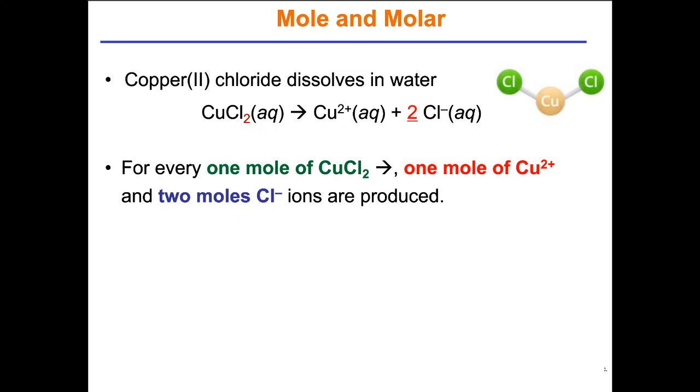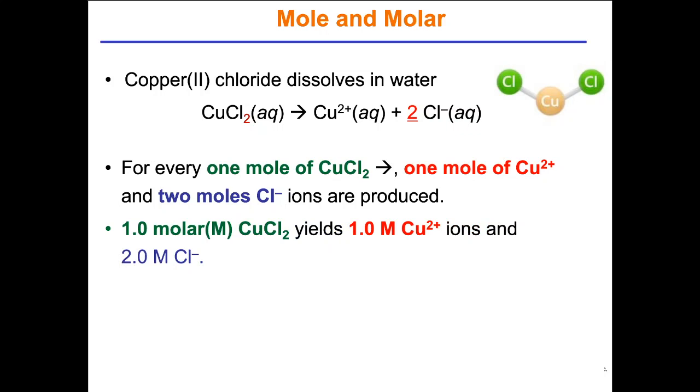Okay, so for every 1 mole of copper chloride, 1 mole of copper and 2 moles of chloride ion are produced. So a 1 molar copper chloride solution yields a 1 molar concentration of copper ions, but 2 molar of chloride ions. Why? Because there's twice as many chloride ions per copper ion.